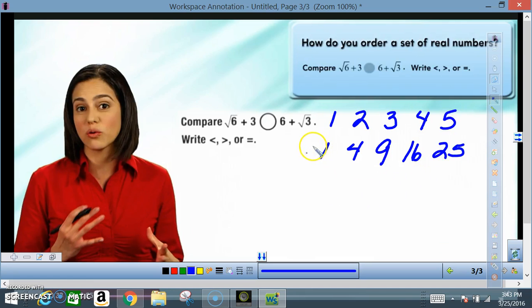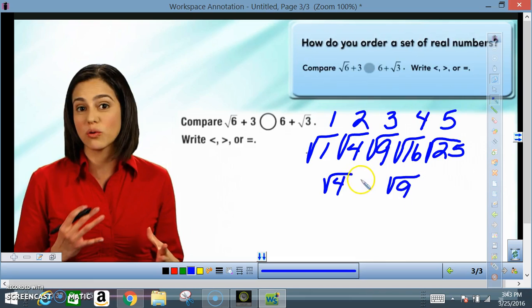Now, what you do is you put a square root symbol over each one of those numbers. Just like this. Square root symbol all the way across. Now look at the square root of 6. Which square root does 6 fall in between? So the square root of 6 is going to be in between the square root of 4 and the square root of 9. So right there is where you put the 6.